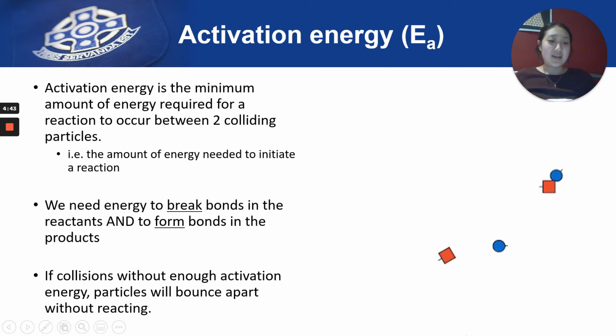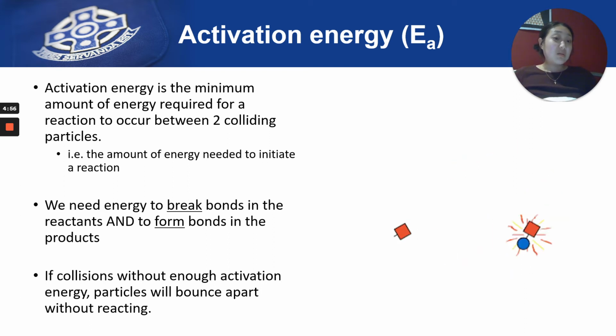You can see it in the animation here. The blue circle and the square are reactant particles. Sometimes they'll bounce, sometimes they'll collide, but they don't really react. They'll just simply bounce apart. But sometimes they will collide with enough energy and at the correct orientation, so they will react.